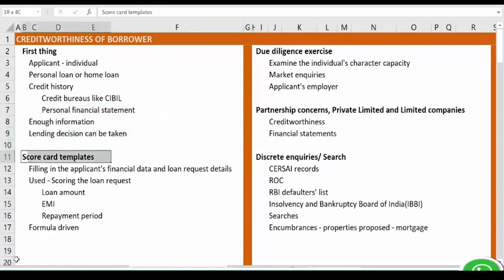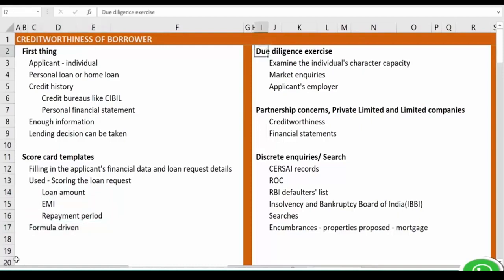Banks also have scorecard templates. Here applicants' financial data and loan request details will be filled in, and these templates are used for scoring the loan request of that borrower. By doing this, they can auto populate what is the eligible loan amount, how much EMI he should pay, and what is going to be the repayment period, because everything is going to be formula driven.